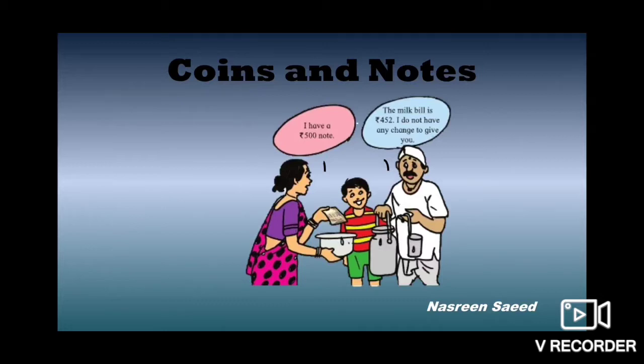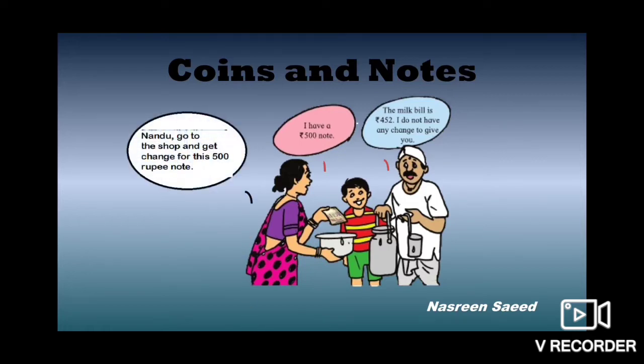Now let's take one more example. Now in this picture, Nandu's mother wants to pay the bill to the milkman. She is having a 500 rupees note. But the milkman, the bill he is telling is of rupees 452 and he is not having the change of 500. So mother is telling Nandu to go to the shop and get change for 500 rupee note, means exchanging the 500 note into smaller notes so that she can pay the bill of 452 rupees. Okay. So now let us see how Nandu is going to exchange the note and come.